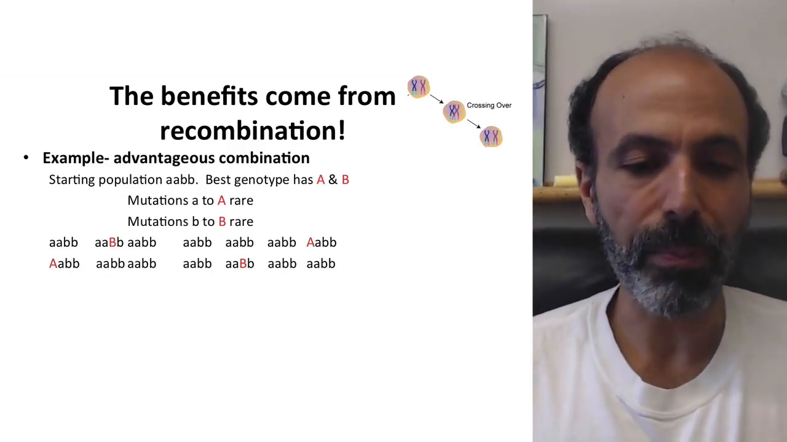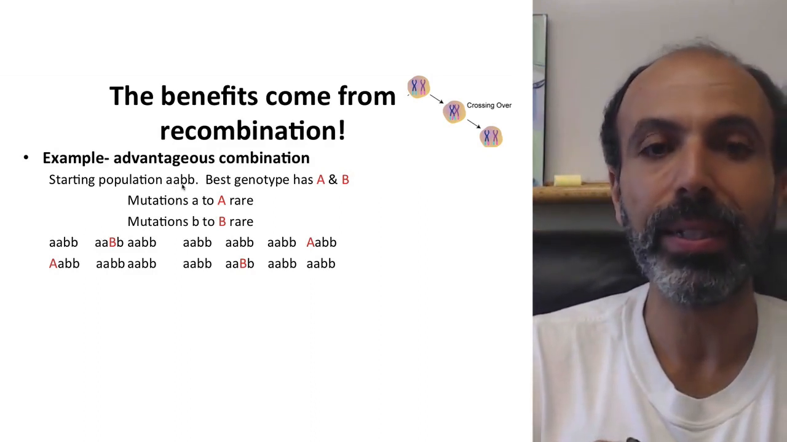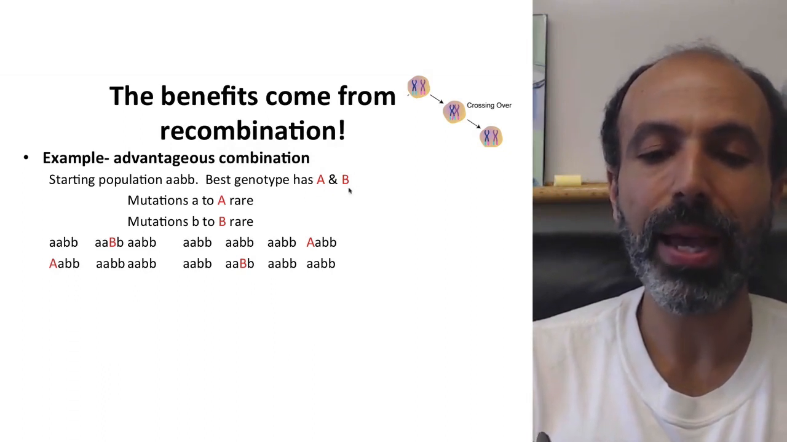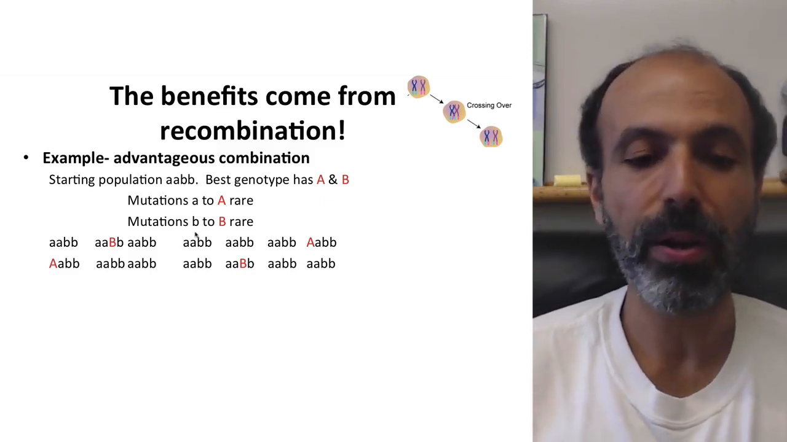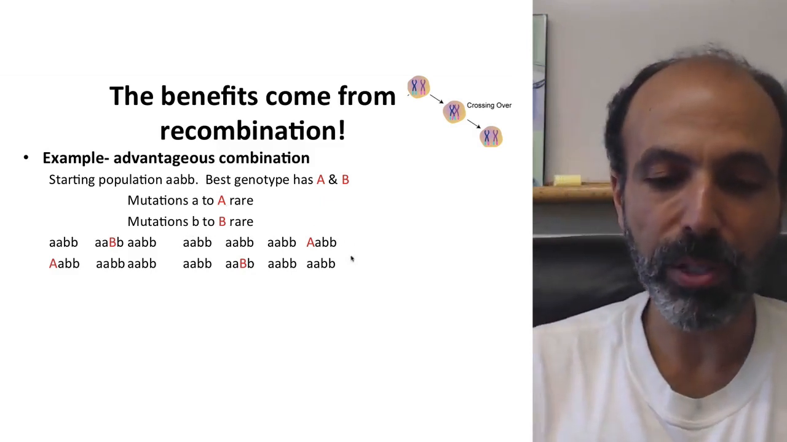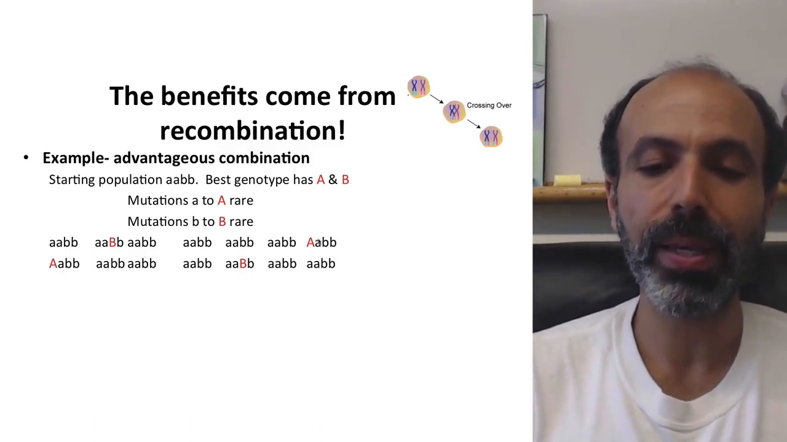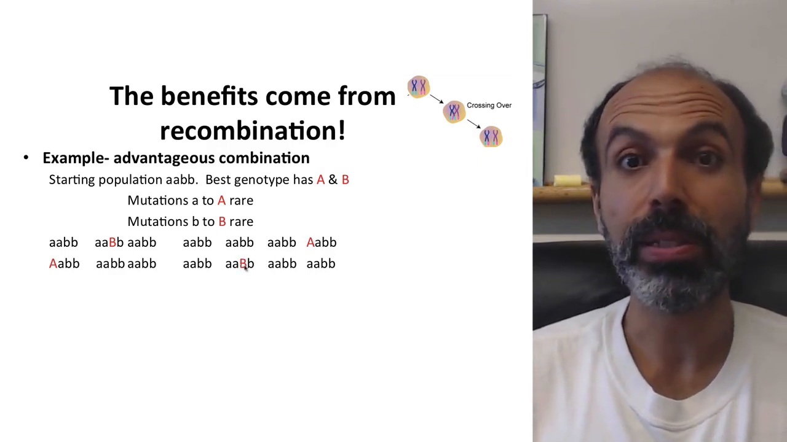So let's use an example. Let's imagine, just as I was saying before, that you have a starting population where everybody's little a, little a, little b, little b. Your optimal genotype has a capital A and a capital B. But mutations from little a to big A are very rare, and mutations from little b to big B are very rare. So you have this population that are mostly little a, little b, and every now and then a mutation crops up. Well, there's a big A. That's good. That's still not the optimal. Well, there's a big B. That's good. That's still not the optimal.